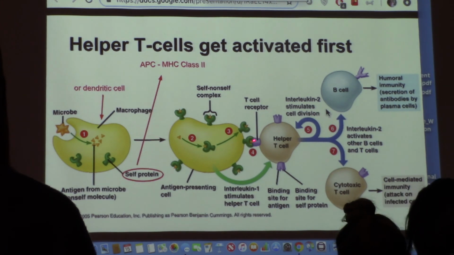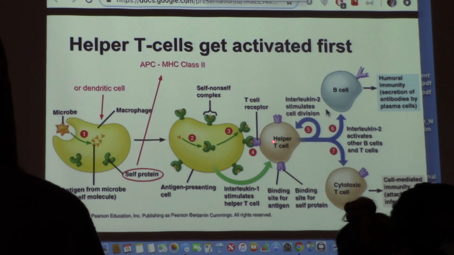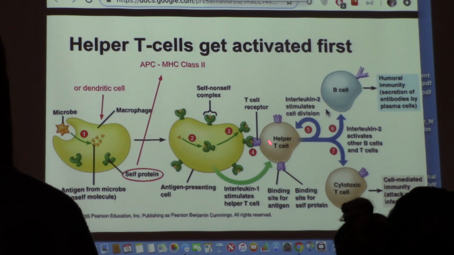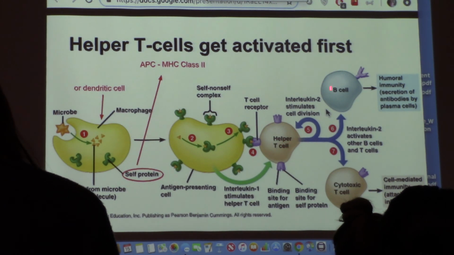Okay? So this causes this helper T cell to be activated. And when this binding happens, it stimulates an interleukin to be made. Interleukin 2 is going to cause the cell to begin dividing, which is what you want because it's the right cell now. You want to make sure you have lots of it. And it's also going to make other chemicals that are going to stimulate the antibody-producing cells and the killer T cells, or the cytotoxic T cells. So when this cell gets activated, it makes copies of itself, and then it also makes molecules.